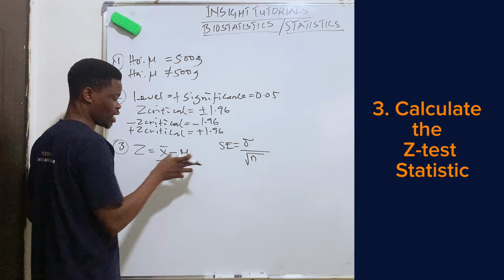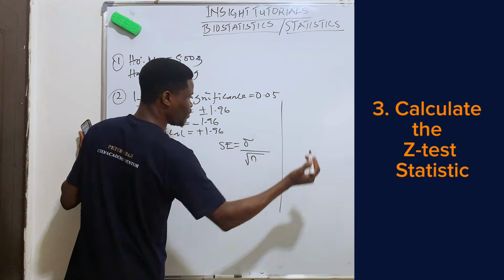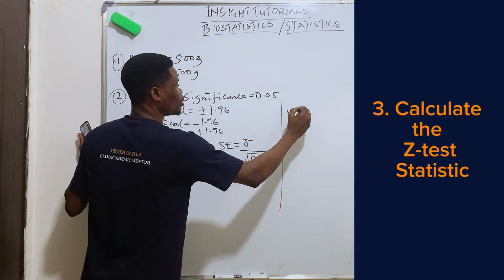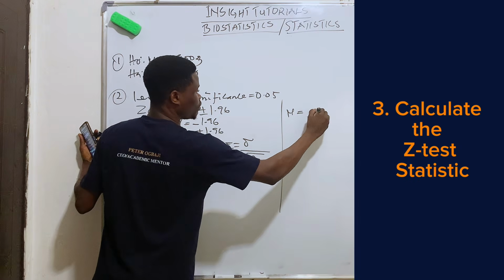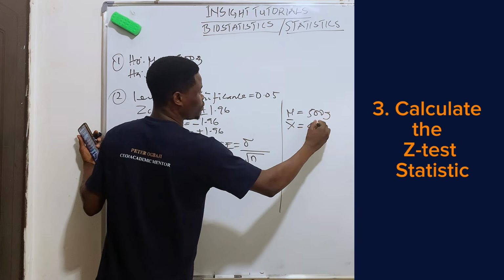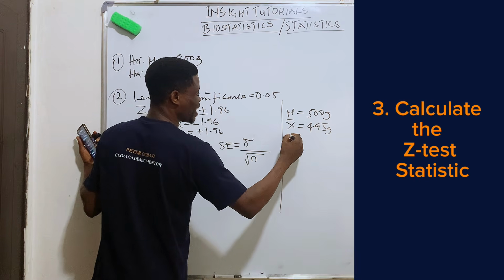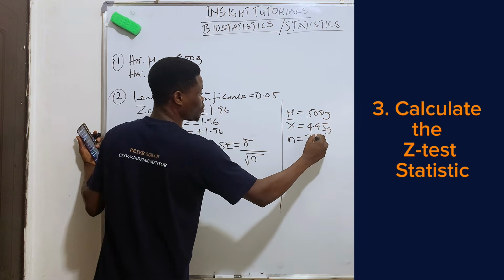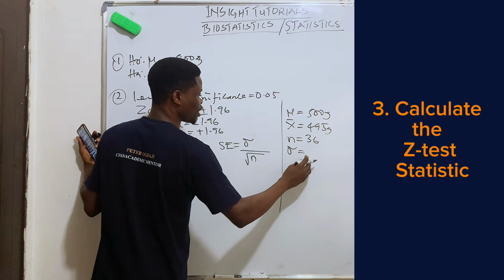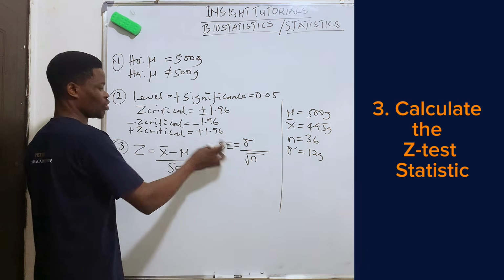So let's look for the standard error and then input it into this formula. Before we look for that, we need to write out our values. The population average of the cereal box was given as 500 grams. The sample average was given as 495 grams. We have a sample size of 36 boxes, and the population standard deviation is 12 grams. All right, and this is sufficient for us to input into this.